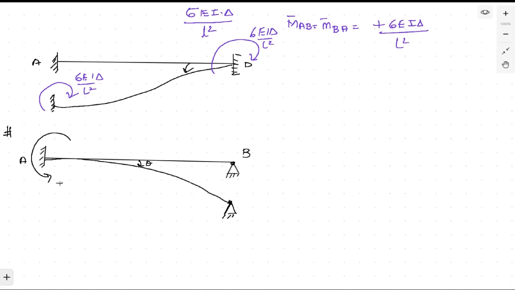The moment developed will be 3EI delta upon L square, because the far end is hinged. So M bar AB is equal to minus 6EI delta divided by L square, and M bar BA will be equal to 0, because a hinge cannot have moment.